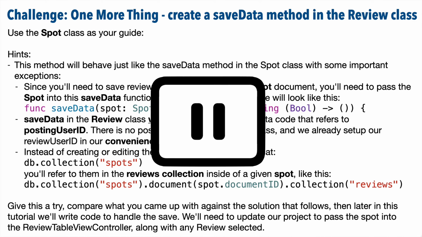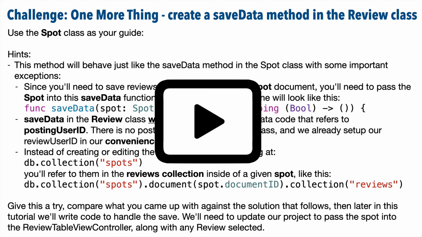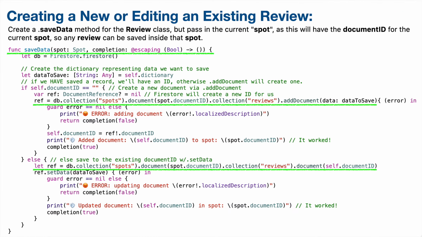But for now, why don't you pause, try your best to solve the challenge outlined on this slide, and let's take a look at a solution. So for your comparison, here's the code we're about to enter as our save data function in our review class. The only lines we needed to change from the save data function inside of our Spot class are those underlined in neon green. But as I mentioned in the challenge, I got rid of any lines that were referring to the posting user ID. So let me quickly code up this solution.